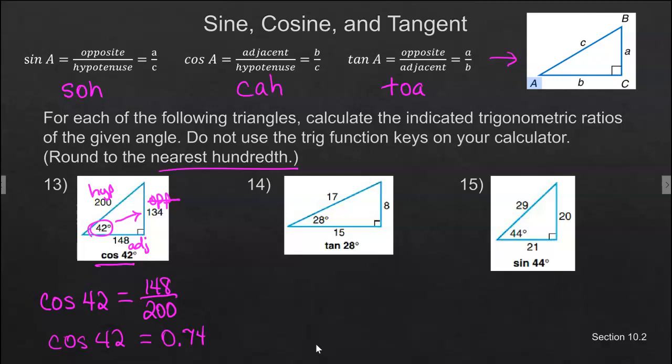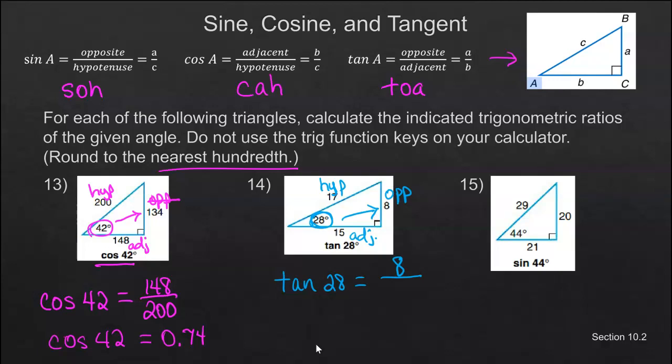Okay, on the next one, we're working with tangent. So the tangent of 28 is equal to, now on this one, here's our angle, the side opposite over the side adjacent. And for tangent, we don't need the hypotenuse. My hypotenuse is over here, but we don't need hypotenuse when we're writing the tangent ratio.